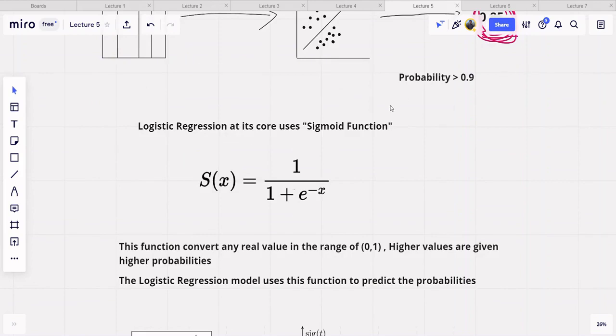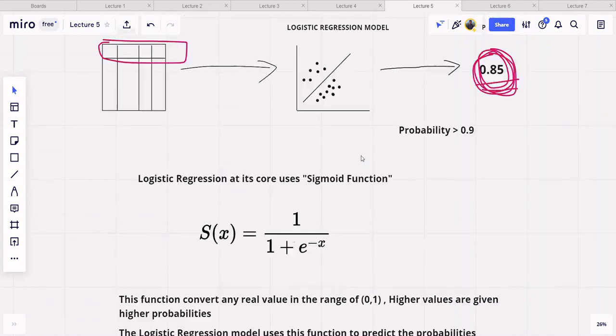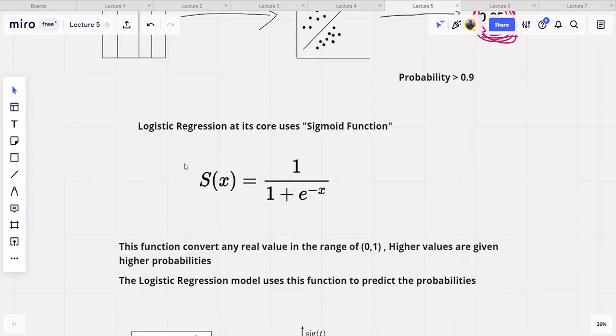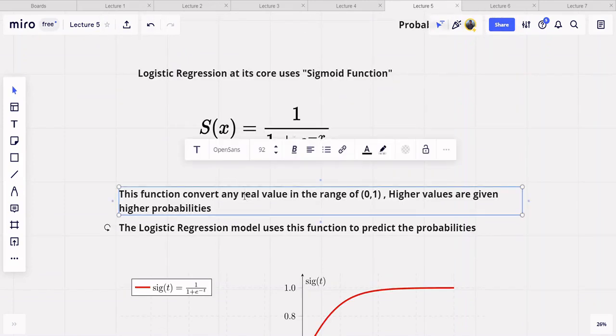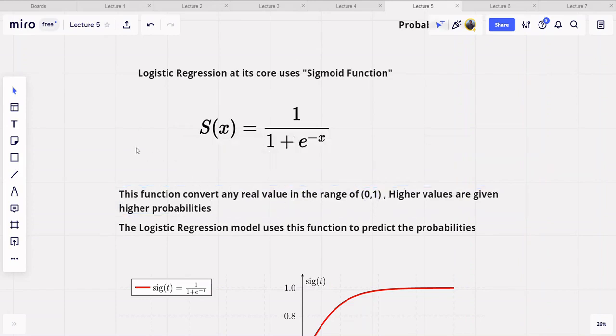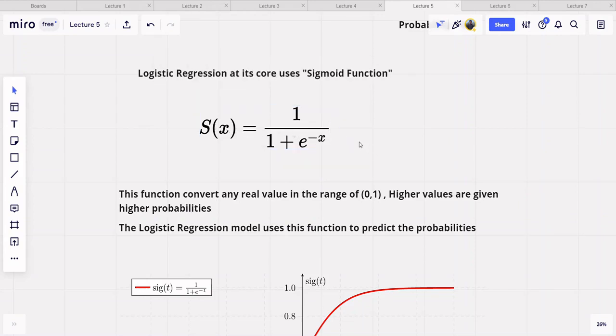This function is used to output the value of the model. The sigmoid function is a special type of function. Whatever value you give, it will convert that value into the range of 0 and 1. It doesn't matter what value it is, even if you give it 1 million, or minus 500, or 105. It takes any real value and converts it into a range of 0 and 1.